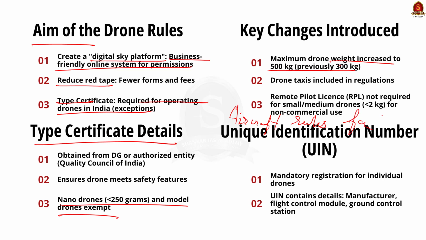In addition to the drone type certification, the rules mandate the registration of individual drones and obtaining a unique identification number, UIN. This UIN is like our Aadhaar number that contains all the details about the manufacturer, the drone's flight control module and the ground control station.